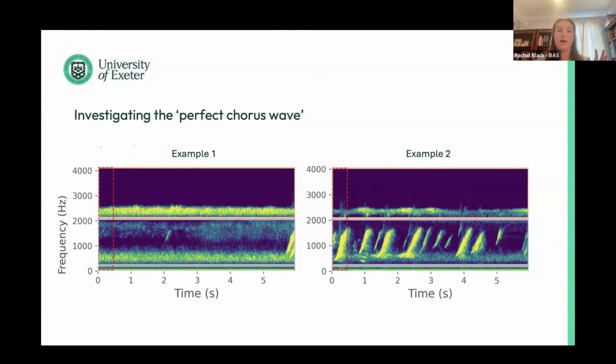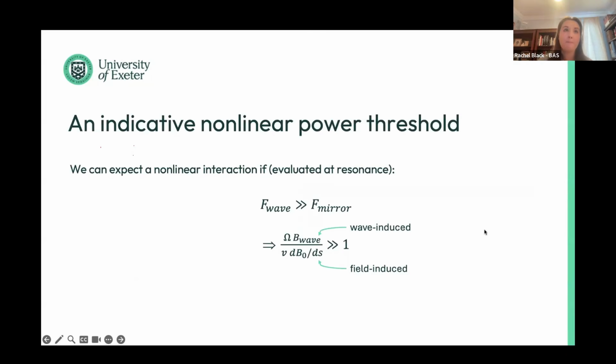However, they're relatively broadband. There's not much structure going on within this chorus wave. Whilst in the second example, we again have a lower and upper band, but the lower band has these rising tones, and they're changing with frequency. And the upper band is also far more transient.